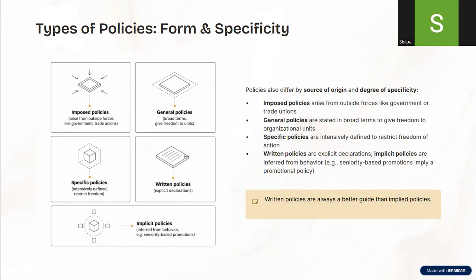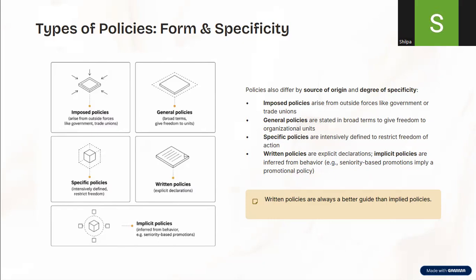The next one is specific policy. Specific policies are intensively defined to restrict freedom of certain actions. For example, any information which should not be shared with an outside party, or information which is confidential. In order to keep such information secure, the company may have certain passwords, or the company can have some policy that protects such data from being misused by an outside party. So a policy which is designed to protect confidential data can be considered a specific policy.